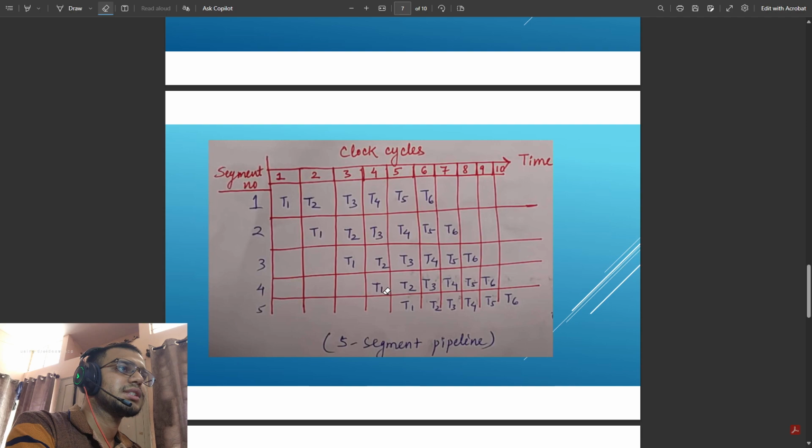The first one is circuit change, that is, install a faster circuit. The second one is arrangement of hardware: we can arrange the hardware in such a way that multiple instructions are executed at the same time.